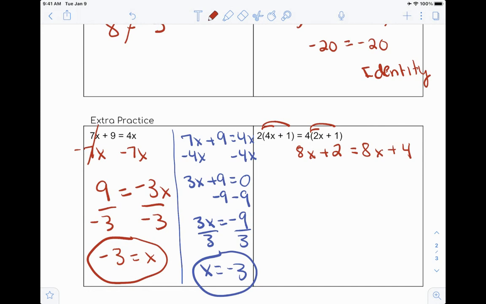So we're going to subtract 8x from both sides. Oh, wait a minute. I think that didn't make sense. If we look at this, 2 does not equal 4, so we can see there are no real numbers in this case. So when I subtract 8x from both sides, I have this statement that 2 equals 4. And that is not a true statement. So there is no solution.